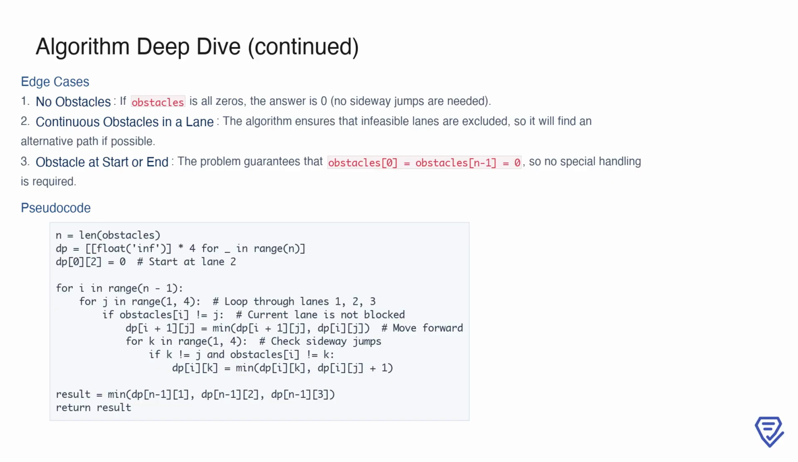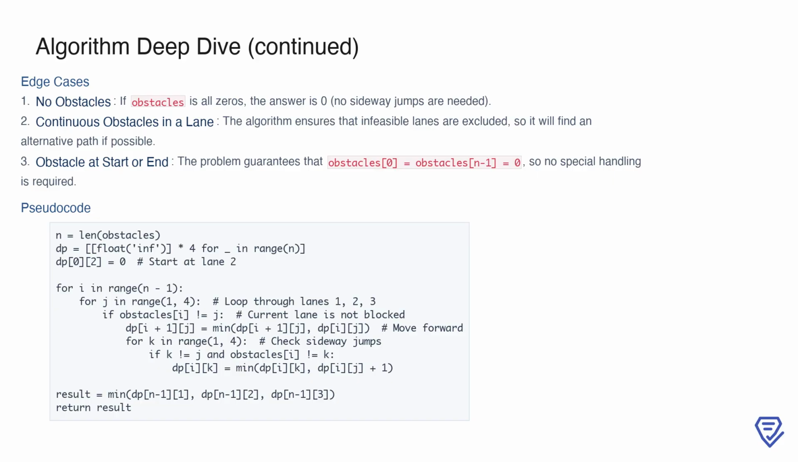For example, if the obstacles array contains only zeros, there are no obstacles on the road, so the answer is simply 0 because no sideway jumps are needed. Another edge case involves continuous obstacles in a lane. The algorithm accounts for this by excluding blocked lanes from consideration, ensuring that it finds an alternative path if one exists. Additionally, since the problem guarantees that the start and end positions have no obstacles, i.e., obstacles[0] and obstacles[n-1] are always 0, no special handling is required for these positions.